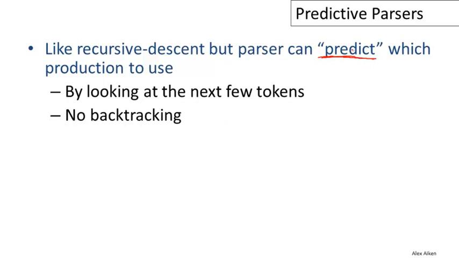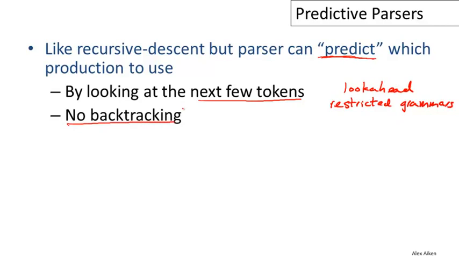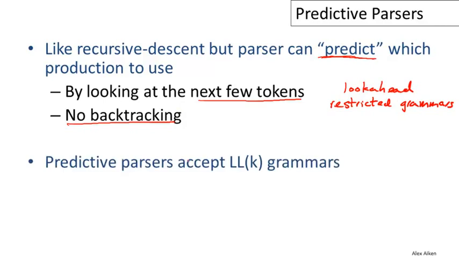And it does this in two ways. First of all, it looks at the next few tokens, so it uses look ahead to try to figure out which production should be used, based on what's coming up in the input stream. But also it restricts the grammars. So this only works for a restricted form of grammars. And the advantage is that there's no backtracking involved. And so the parser is completely deterministic. It will never try alternatives.